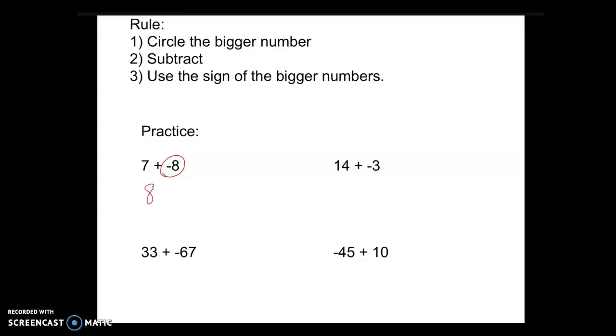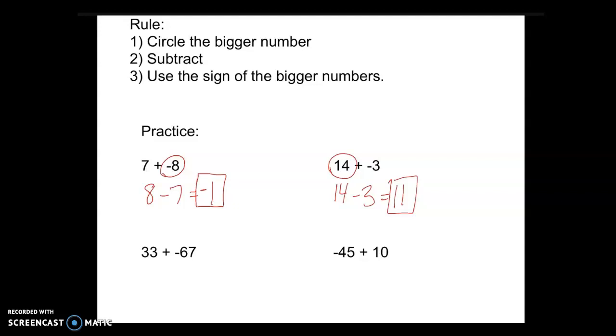All right, we got 7 plus -8. Circle our bigger number, which is -8. Subtract 8 minus 7. Our answer is 1. And then your answer that's circled is negative. So your answer needs to be -1. Second one, 14 plus -3. We're going to circle 14. Subtract. We get 11. 14's positive and it's circled, so 11's going to stay positive.